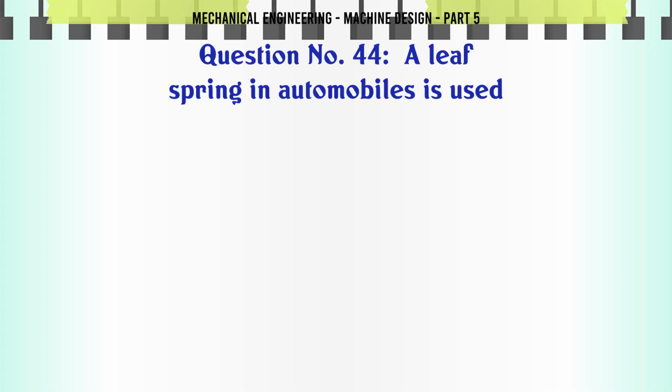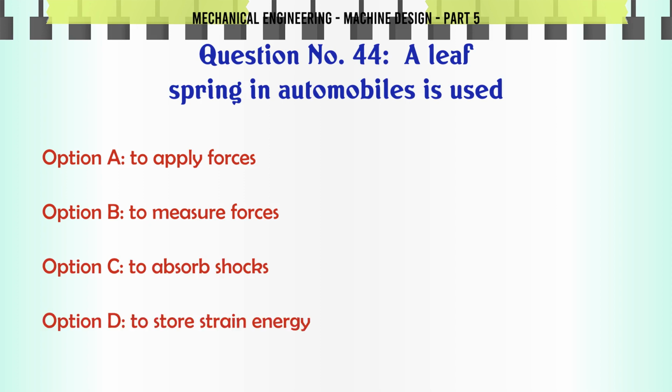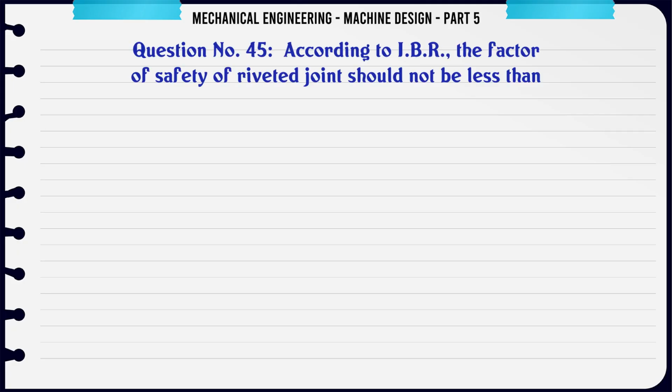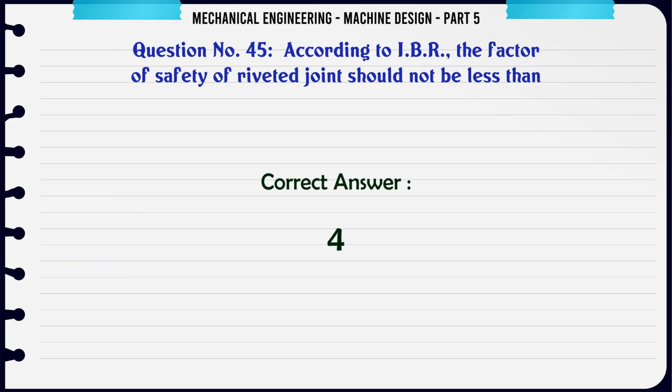A leaf spring in automobiles is used A. To apply forces. B. To measure forces. C. To absorb shocks. D. To store strain energy. The correct answer is to absorb shocks. According to I.B.R., the factor of safety of riveted joint should not be less than A. 1, B. 2, C. 3, D. 4. The correct answer is 4.